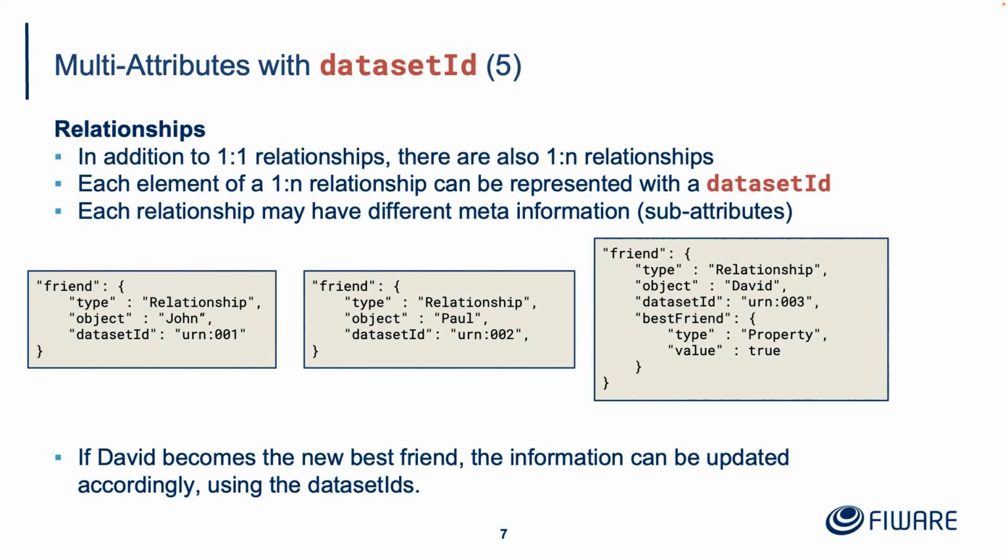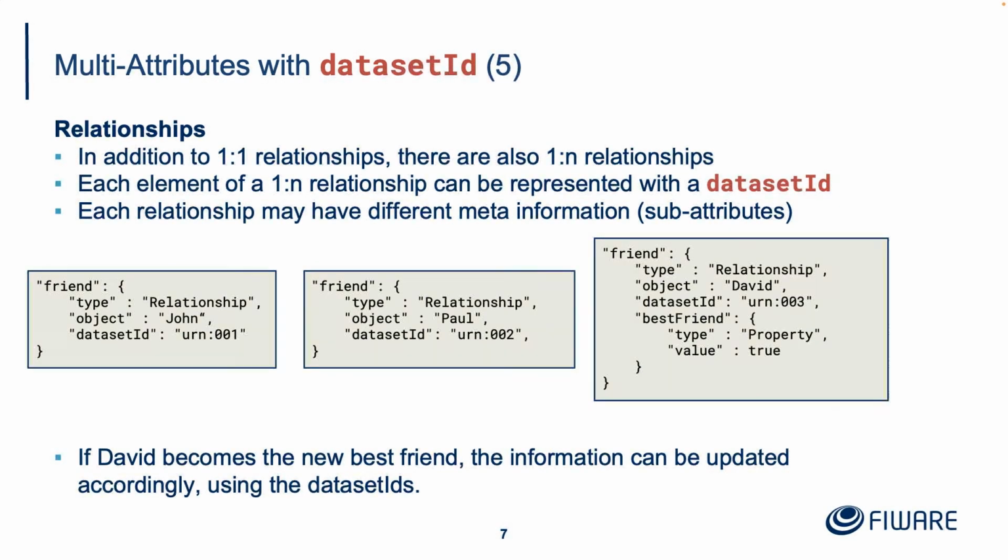Now this is obviously required for this directional system. Dataset ID on relationships is supported in Orion-LD. Dataset as a whole is supported by scopeQ. I believe it's coming in Stellio fairly soon, so it's not entirely there.